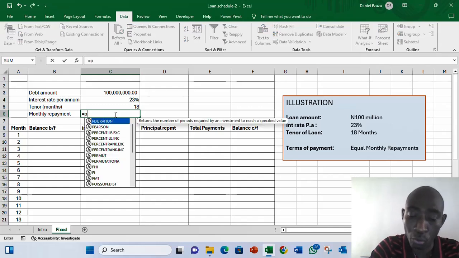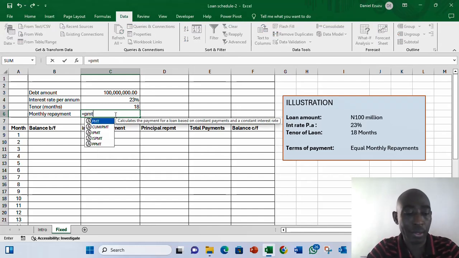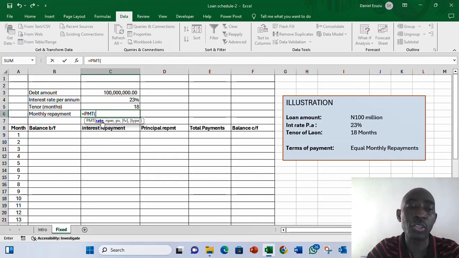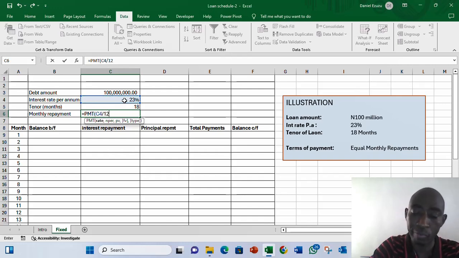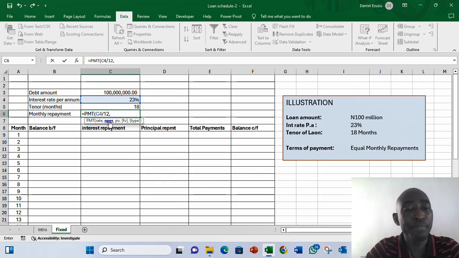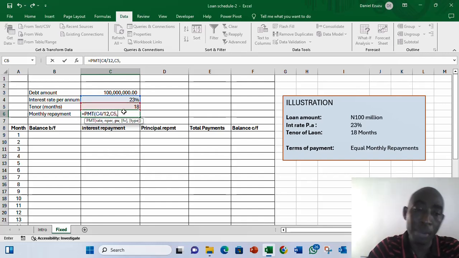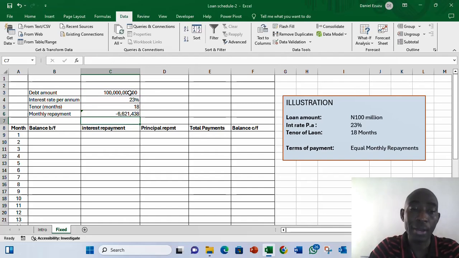I'm going to say equal to PMT, and then I open the brackets asking me what is the rate of that facility. The rate is 23% per annum, but we are talking of 1 month payment, so I divide that by 12. I take my comma, it's asking me NPER, that means number of payments throughout the facility. There are 18 months, so it's going to be 18 payments. When I take my comma, it's asking me the present value of the facility, which of course is the loan amount. I click on this. I hit my enter and I get this.